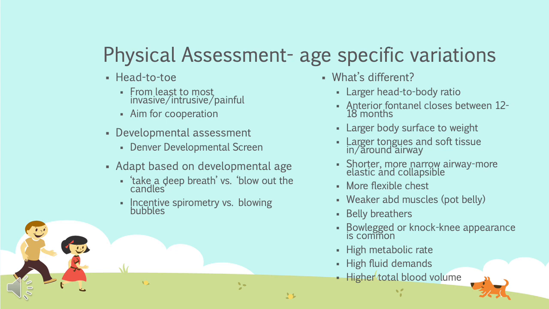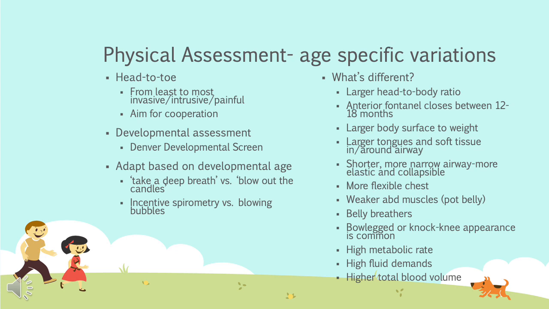They have a larger body surface to weight, and that's important too when we're talking about burns. They have a larger surface area. Their tongues are larger, and also the soft tissue around and in their airway is larger. So you can imagine that can cause a problem with small airway with all this soft tissue. So when they have respiratory illness, it's a little bit more severe.